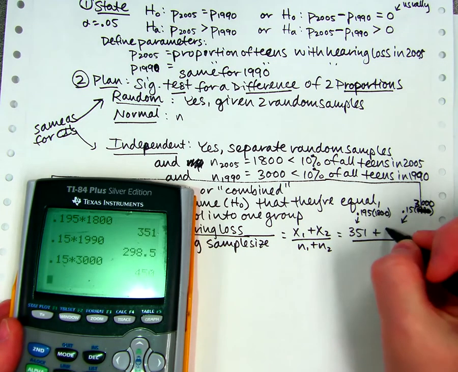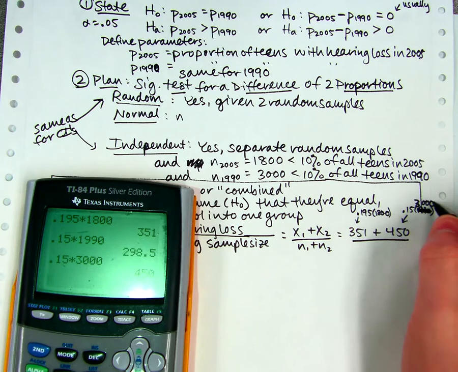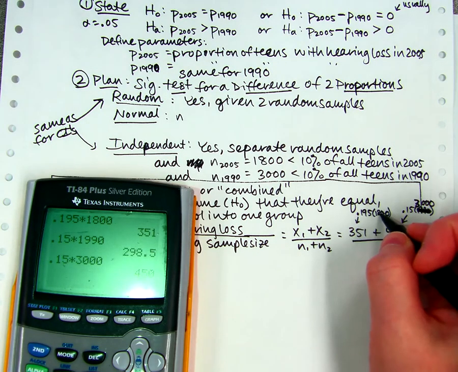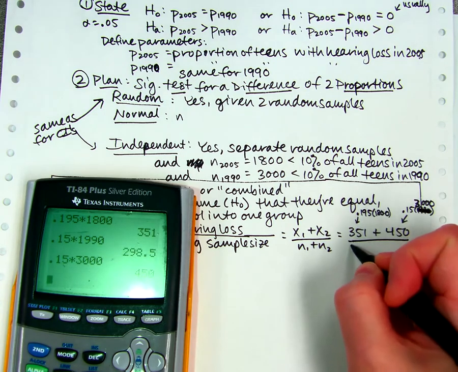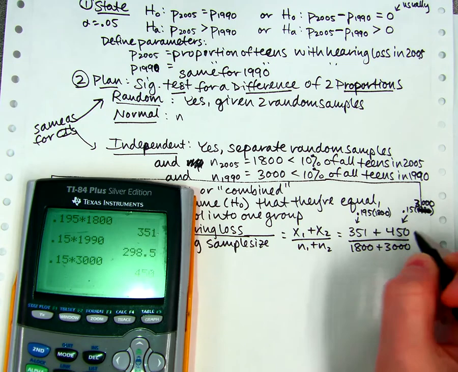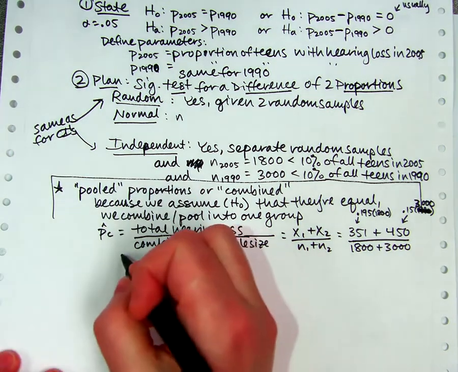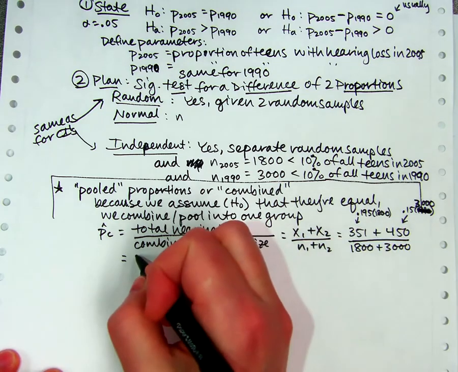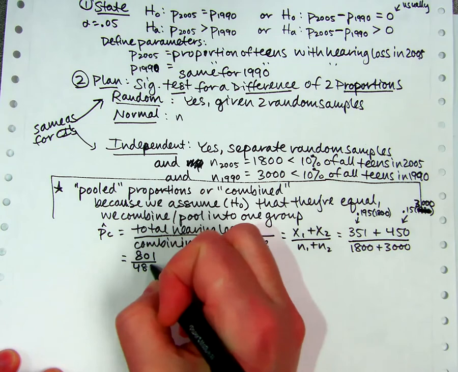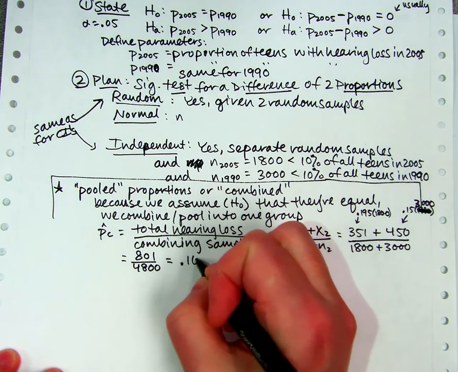All right, so that's 450. So this is the actual number of teens that had hearing loss in this sample of 3,000. This is the number of teens with hearing loss in the sample of 1,800. And then I want to combine the 1,800 plus the 3,000. And that will give me my pooled proportion. So let's continue showing all the work. We hope that's 801 out of a total of 4,800 teens in both surveys put together, which is 0.167.